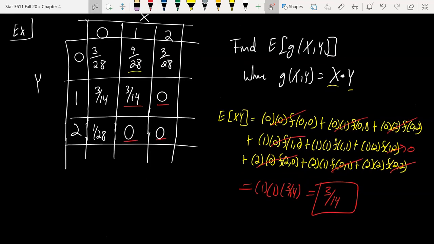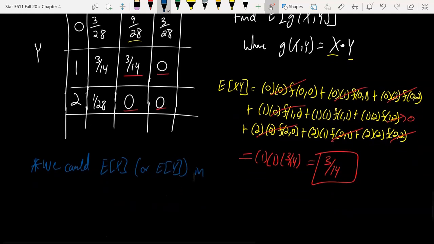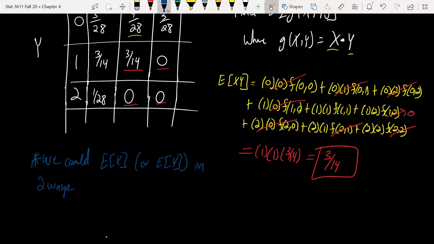Also, in working with this joint distribution, there's something I want to mention. This was an expected value of 2 random variables, x and y. Can I take a look at this table and talk about the expected value of something like x? When dealing with a joint distribution, I'll mention that we could find the expected value of x, or the expected value of y, depending on which random variable you want to consider alone, in 2 ways.